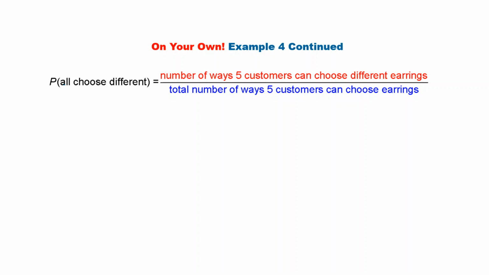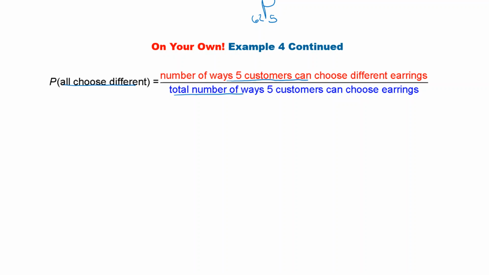All right, so in order to do that, we're going to again use permutation. Show that the number of ways 5 customers can choose different earrings. So I'm going to use my permutation. I have 62 different choices to choose from, and I'm going to choose 5. So you can put that in your calculator.